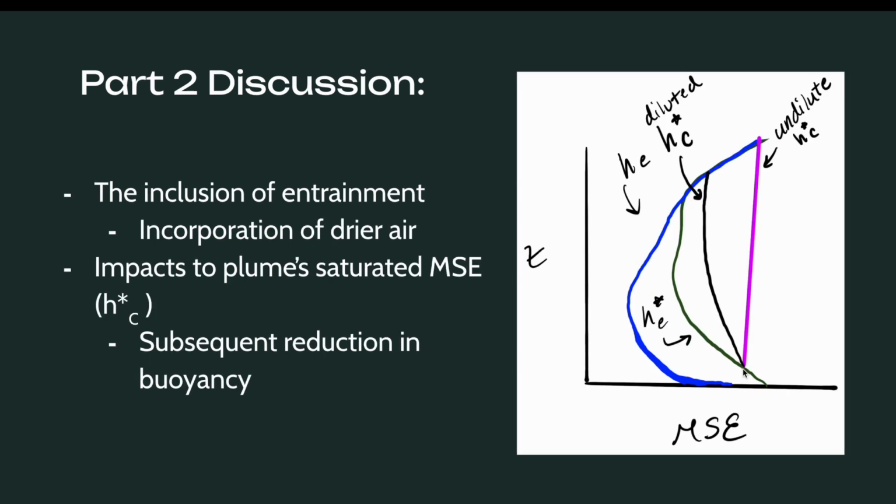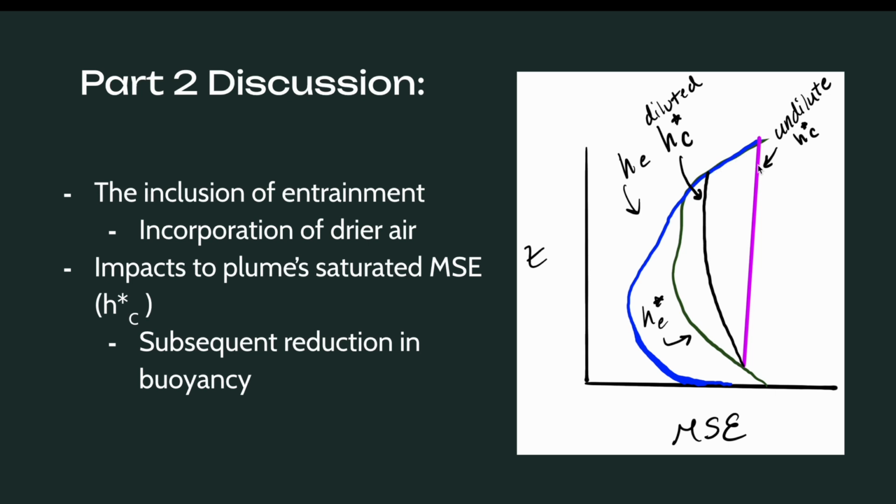So now to go over some of this discussion, I recreated this figure. Same idea, MSE on the x-axis, height on the y-axis. Blue is our environmental MSE, green is the environmental saturated MSE. And now I've drawn in a black line of an entraining plume. So this is the saturated MSE of an entraining plume.